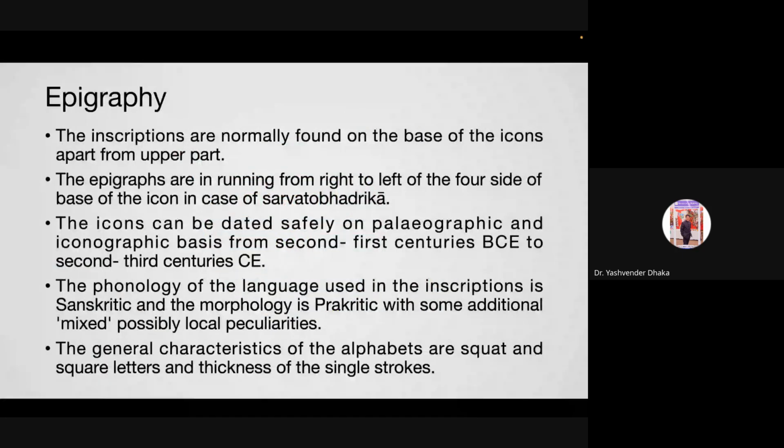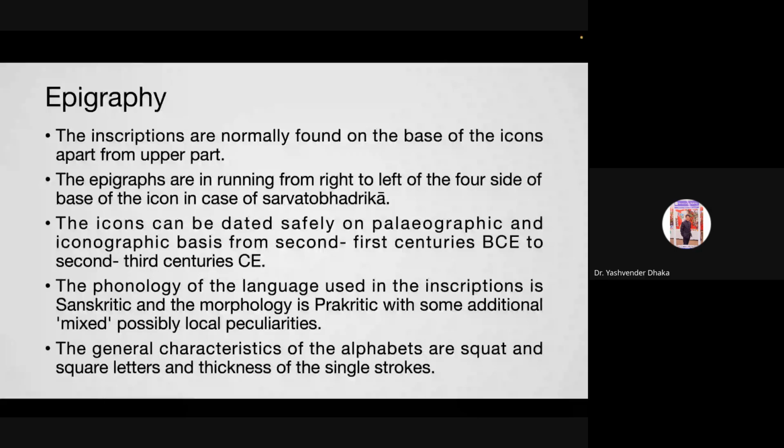So first of all, we discuss epigraphy. As we have discussed earlier, the inscriptions found in Mathura with different religious affiliations, be it Jainism, Buddhism, Naga worship, Shaiva worship, or Vishnu worship, are normally found on the base of the icon, apart from sometimes the upper part.